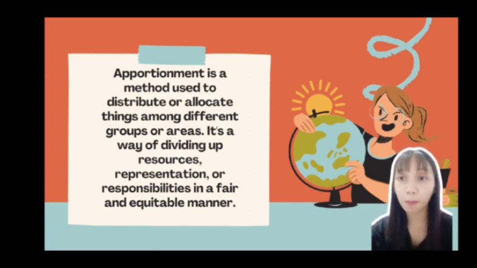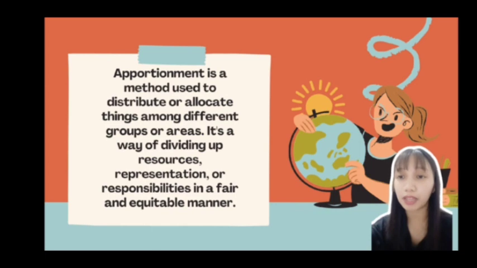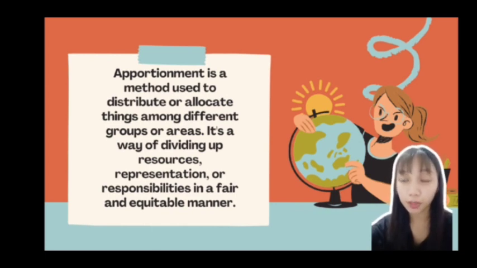In business, apportionment can be used to allocate costs, resources, or profits among different departments or projects. This can help ensure that each department or project gets the resources it needs, and that costs and profits are shared fairly. It can also help with budgeting and financial planning by providing a clear picture of where resources are being used and where they are needed.